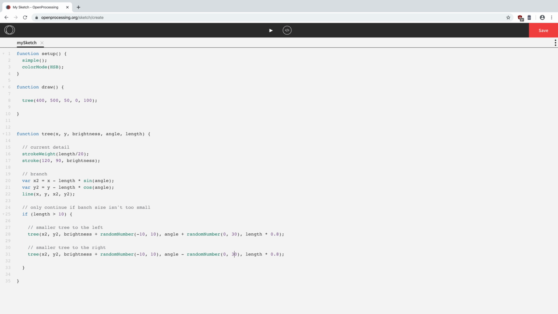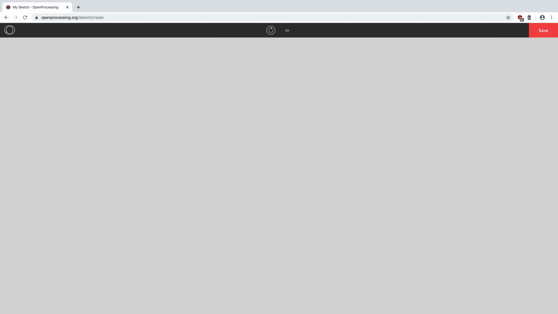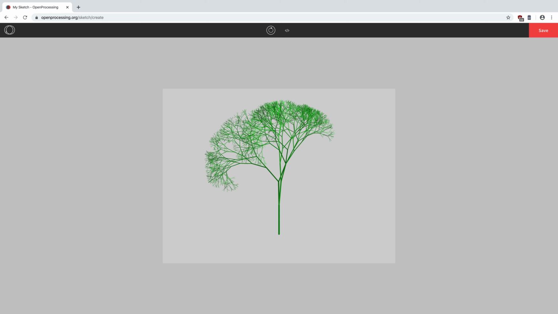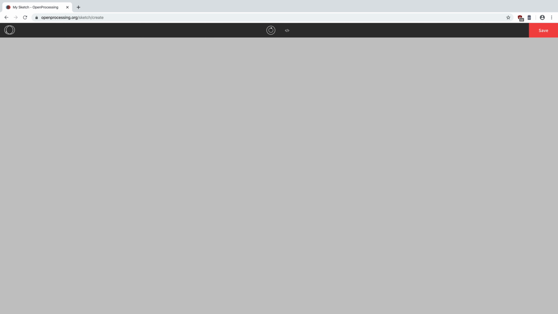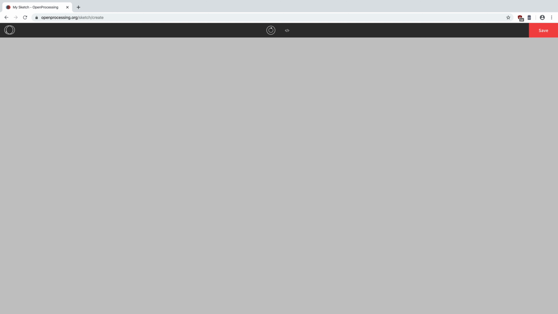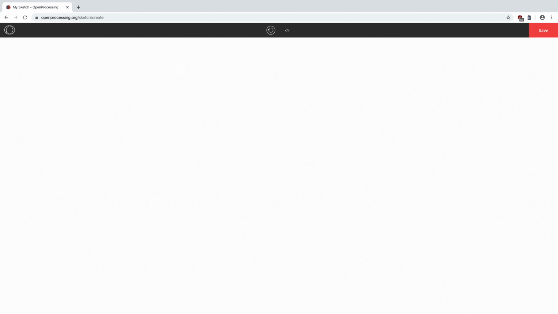Interestingly, if we said one was bigger, so 60 to the left and 30 to the right, it should kind of be biased in one direction. These are, aren't they? These are biased towards the left. Well, that's very biased towards the left.